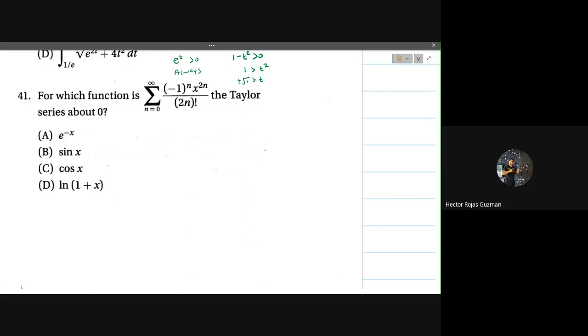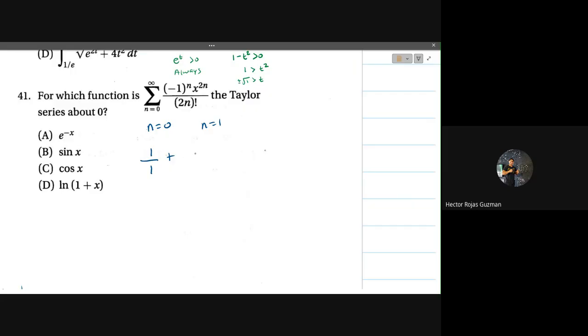41. For which function is this the Taylor series about 0? Unless you already know what this represents, I recommend that you get the terms out of this series. For example, plug in 0. You're going to get 1 on top, because -1 to the power of 0 and x to the power of 0 is 1. And the denominator will also be 1, because 0 factorial is 1.